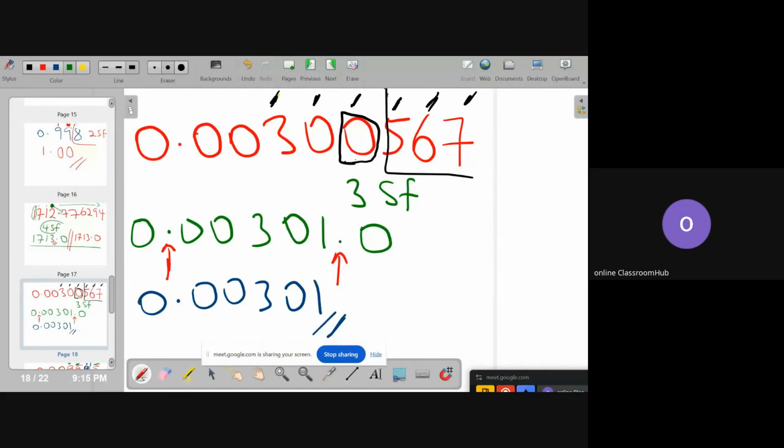But you check the one right after the bus stop. If it is 5 or more than 5, you make it 1 and add it to the bus stop. So here the bus stop becomes 1 instead of 0: 0.0030, then 1. So this is correct. Very good work done. Now let us go back to that question.